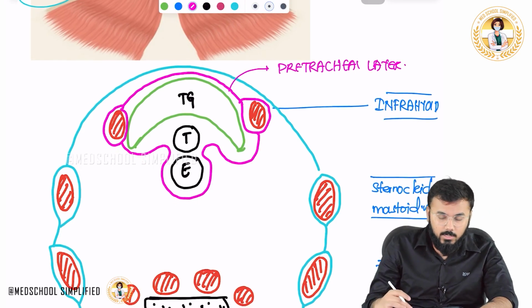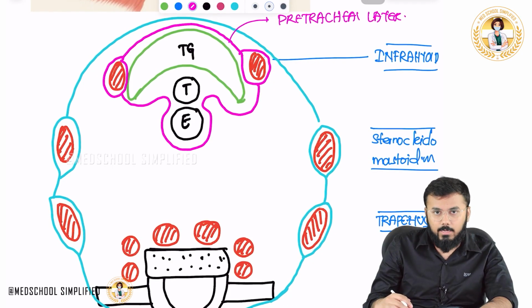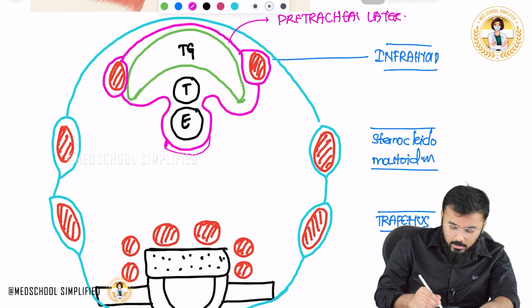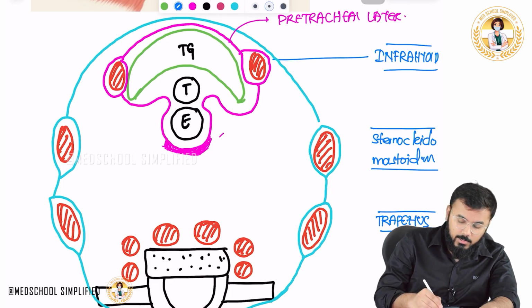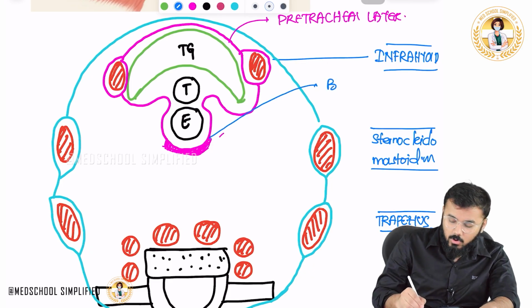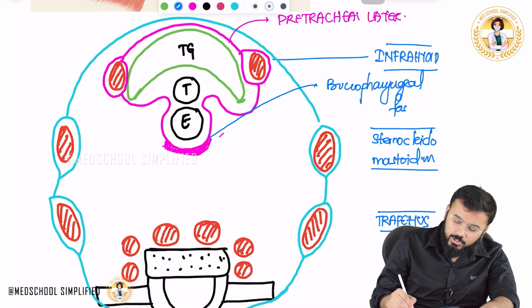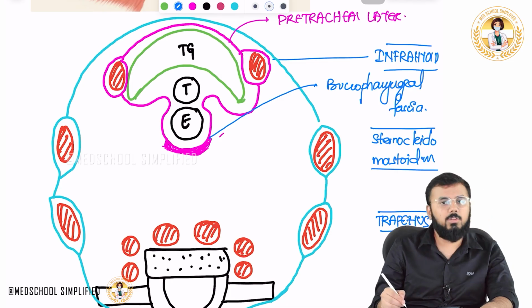Now if you see the posterior part, the distal part of this pretracheal layer becomes very thick. This thick portion of the pretracheal layer is called the buccopharyngeal fascia. So this particular fascia here is called your buccopharyngeal fascia.